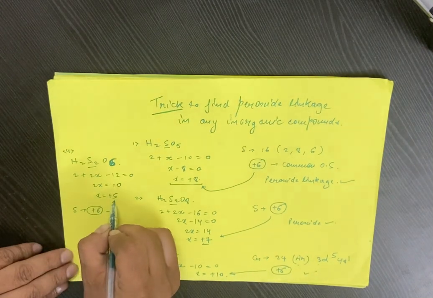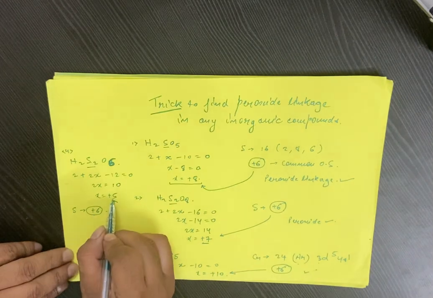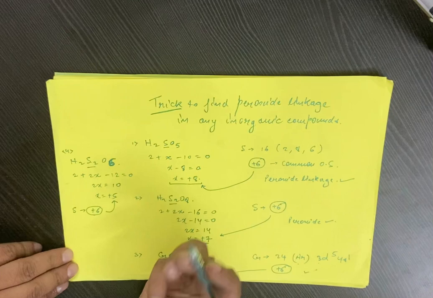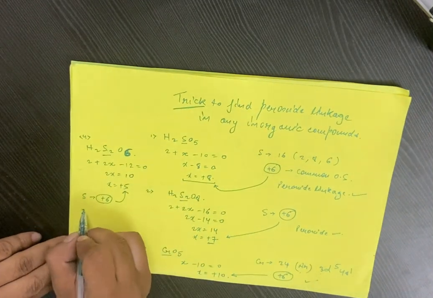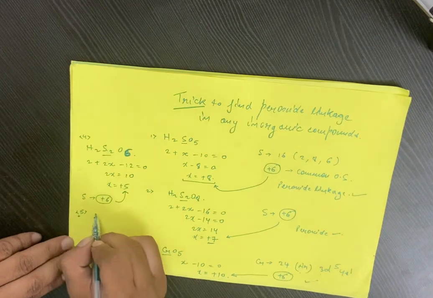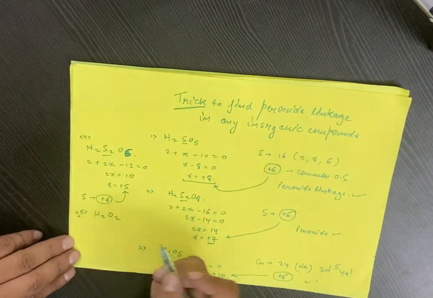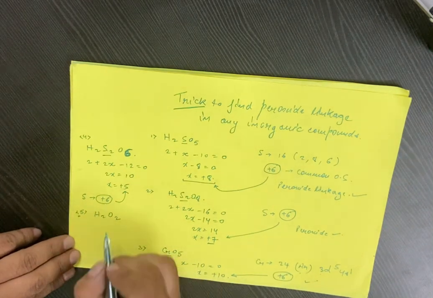As it is coming to be plus 5 instead of plus 6, there is a variation from the highest oxidation state, so that's why H2S2O6 has a peroxide linkage. Last but not the least, it's a very easy concept. Everybody knows that this is called hydrogen peroxide. So definitely it must be having a peroxide linkage.